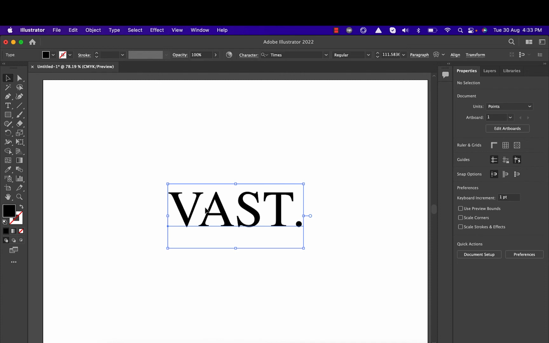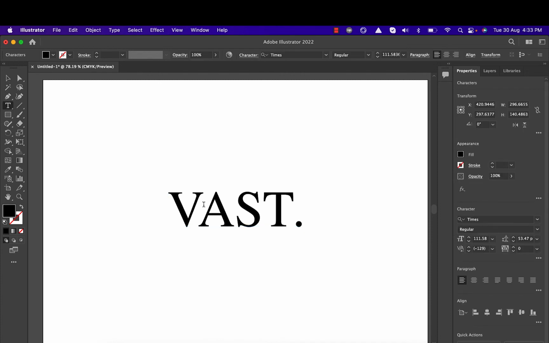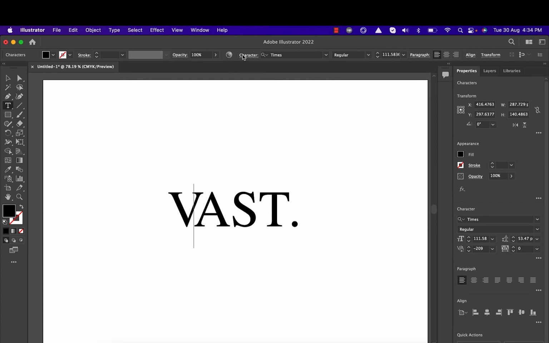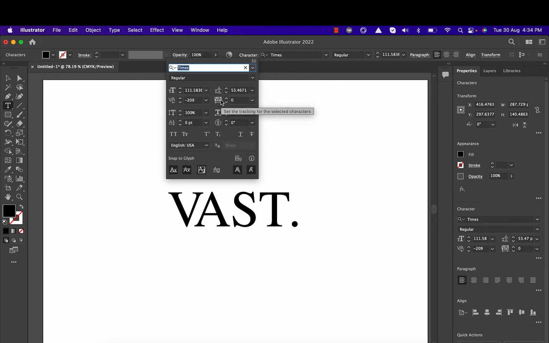How to control it? You have to select the space in between V and A. Press Alt and the left arrow. So it's just an adjustment. Now it's fixed. And how to do it with the tools? Select the characters, and over here this is called tracking for the selected characters. And this one is set the kerning between two characters.